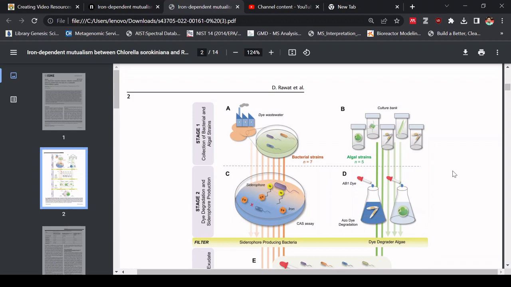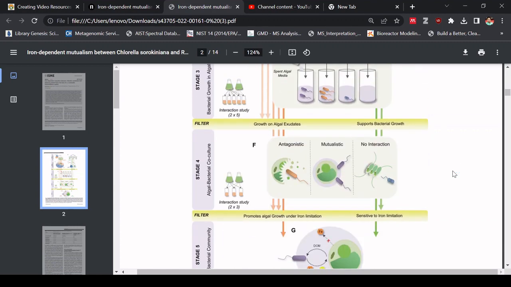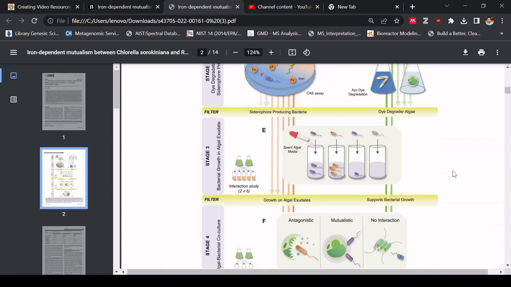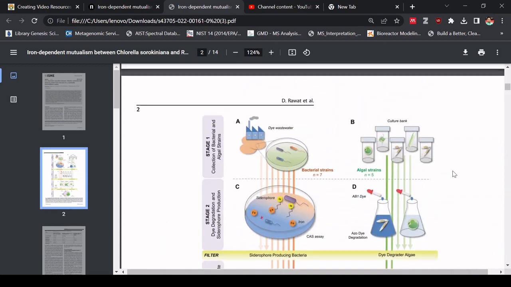So, as you can see in this image, there were different stages that were used to finally arrive at the algal bacterial consortium. So, the first stage was collection of textile wastewater from Panipat. So Panipat is a city in Haryana in India.